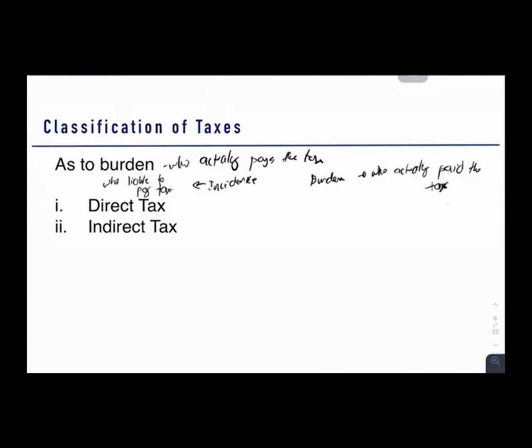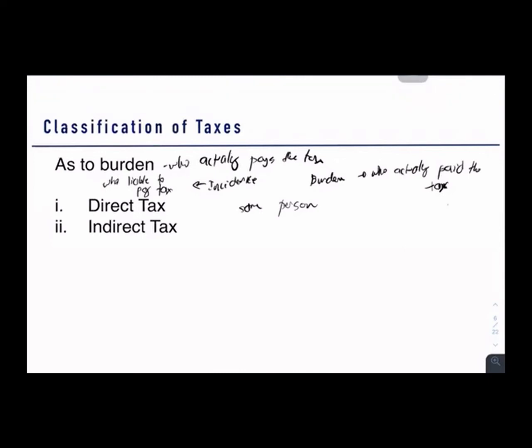Okay, if the incidence and burden is within the same person, we call that a direct tax. So, for example, if I am liable to pay tax and I was the one who paid my tax, that is a direct tax. For example, income tax. An income tax is a direct tax. Whoever is liable to pay the tax is the one who should pay the tax. You cannot transfer it to another person because taxes are non-assignable.